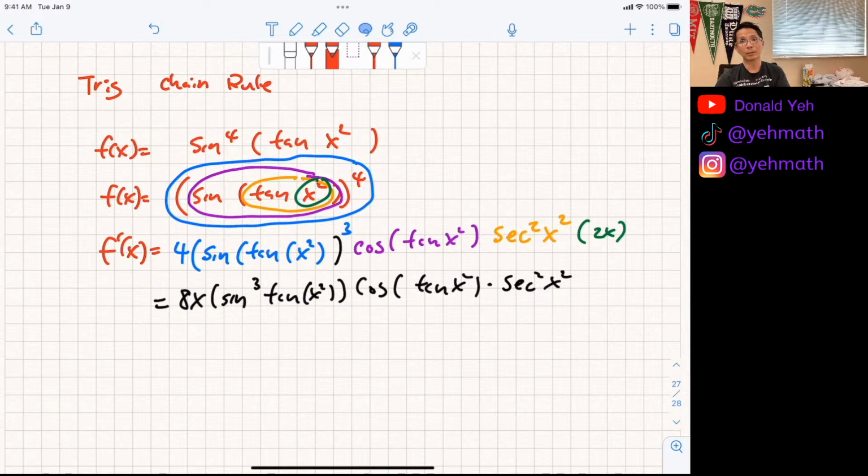Yes? Are you multiplying the sine cubed x by tan x squared? No, it's sine cubed of the whole thing. So let's add another parenthesis here to make that clear.